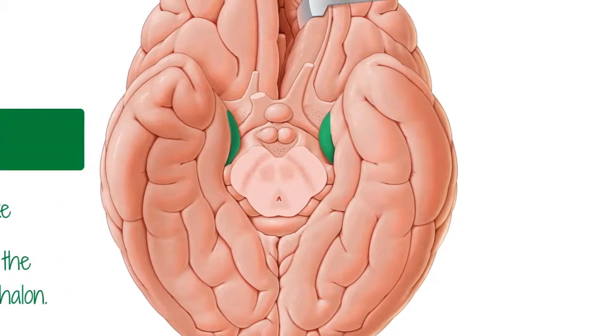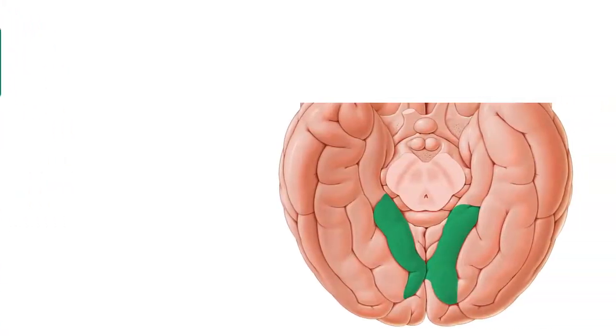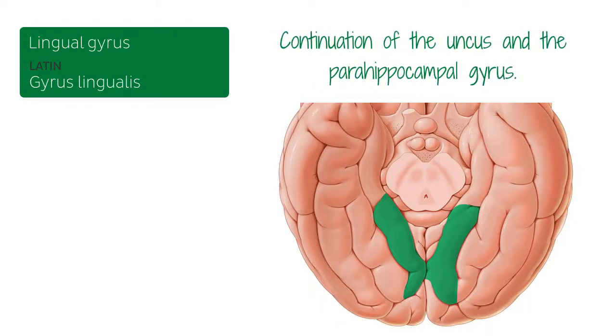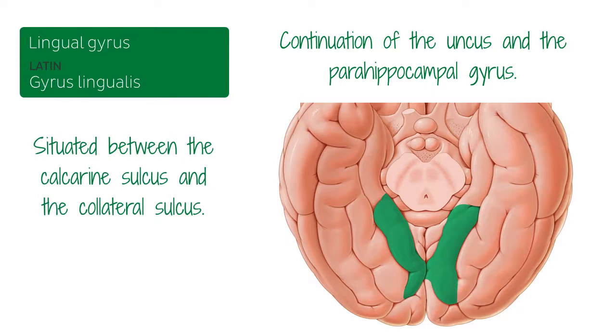On the next image, we see here now the lingual gyrus, which is a continuation of the uncus and the parahippocampal gyrus. It is named as such because it was thought that its shape resembled that of a tongue. It is located between the calcarine sulcus and the collateral sulcus, although this is best seen from the medial view of the brain.